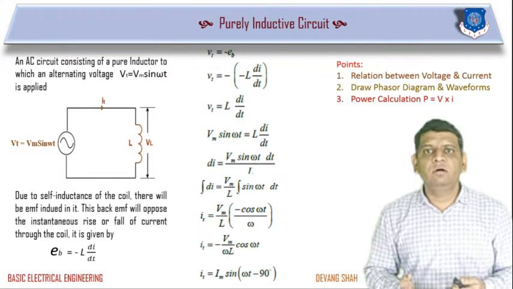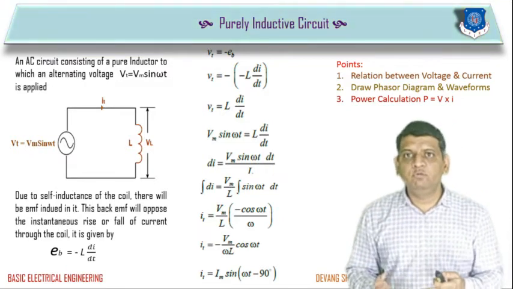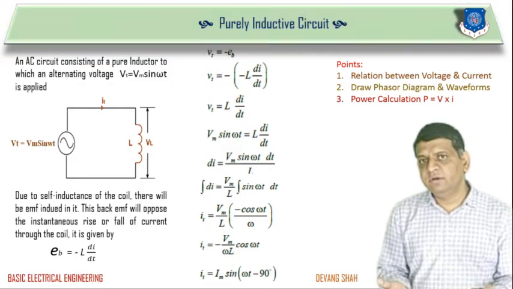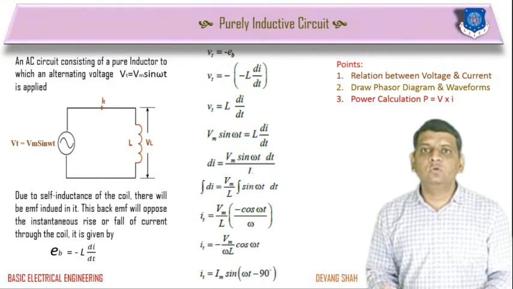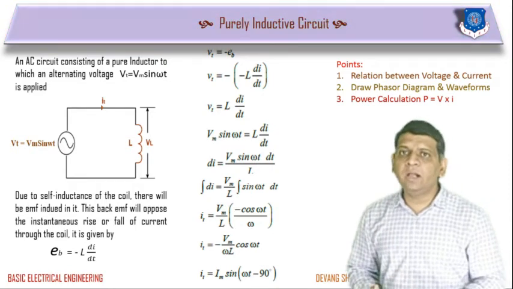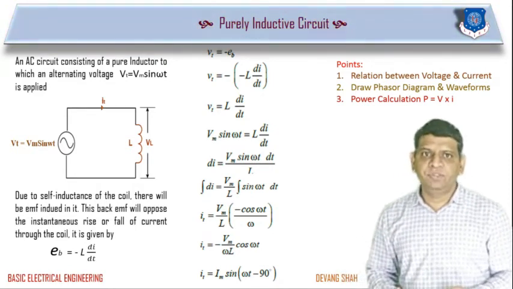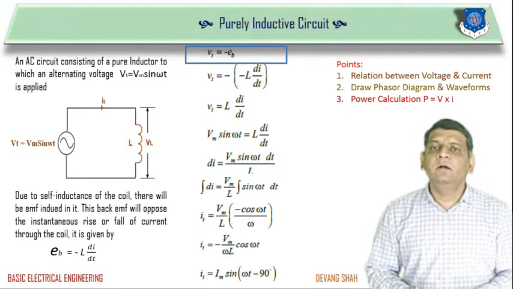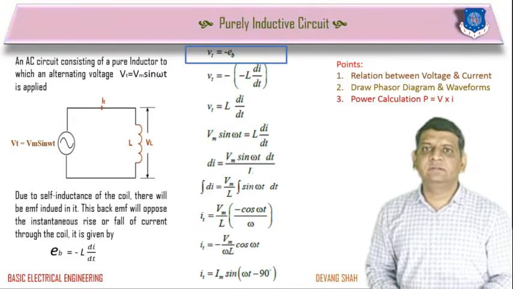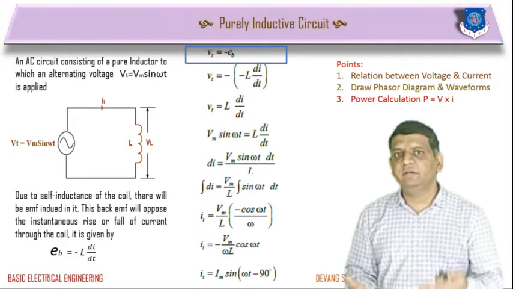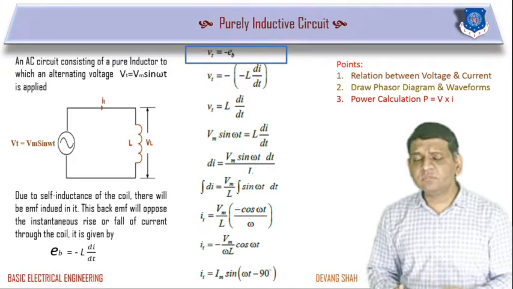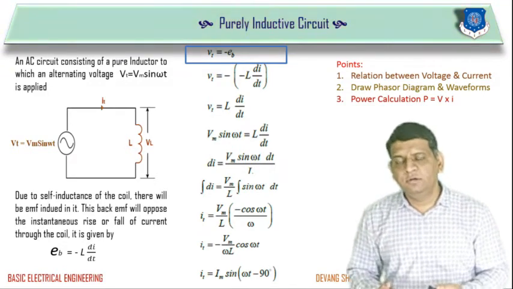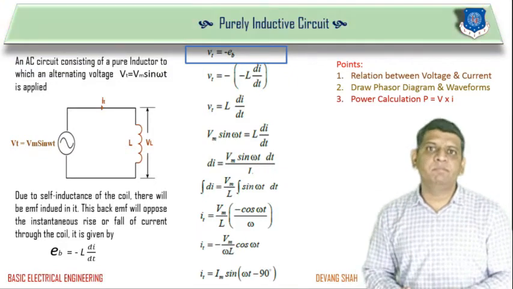Find the value of current. We take the integration of di is equal to Vm by L integration of sin omega t into dt. From this, you can find i(t) is equal to minus Vm divided by omega L into cos omega t. Now here omega L is nothing but what we define as the reactance of inductor, that is represented as 2 pi FL, that we will see in a minute. So from this you can find minus cos omega t. You can write the term like sin(omega t minus 90).